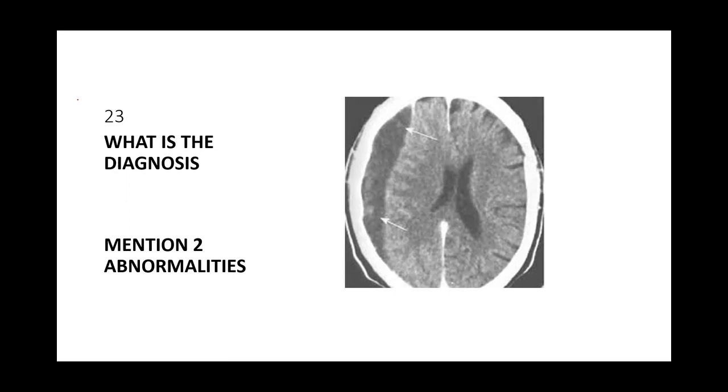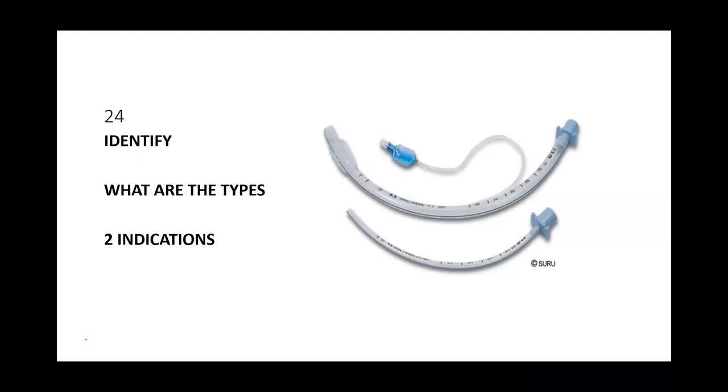Mention two abnormalities. There is loss of sulci and gyri. Yes. And in which part? Effacement of ventricles. There is midline deviation. Effacement of the ventricles.